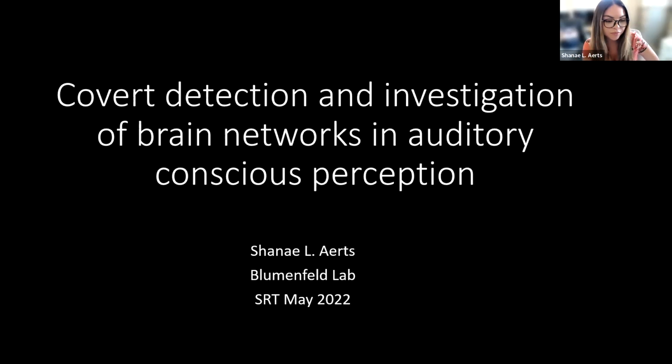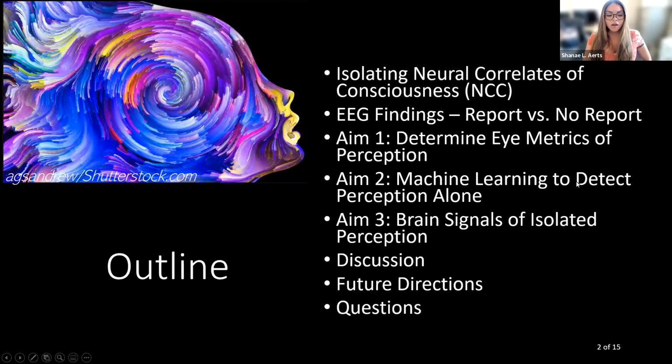Today, I'll be discussing auditory conscious perception, how we are covertly detecting it, and the brain networks involved. Just a brief outline, I'll explain how we're isolating the neural correlates of consciousness, previous findings from our lab, and then 3 aims that include determining the I metrics of perception, utilizing them for machine learning to detect perception, and then the brain signals involved. We'll have discussion, future directions, and then hopefully time for questions.